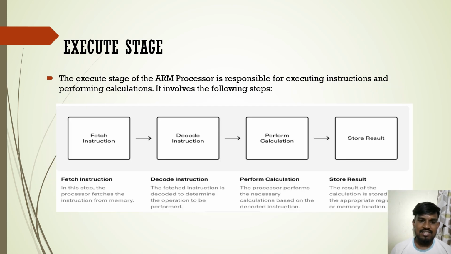Next, the execute stage. The execute stage of the ARM processor is responsible for executing instructions and performing calculations. It involves the following steps. Fetch instruction: in this step, the processor fetches the instruction from memory. The next step is decode instruction: the fetched instruction is decoded to determine the operation to be performed. After that, perform calculations: the processor performs the necessary calculations based on the decoded instruction. Next is store results: the result of the calculation is stored in the appropriate register or memory location.